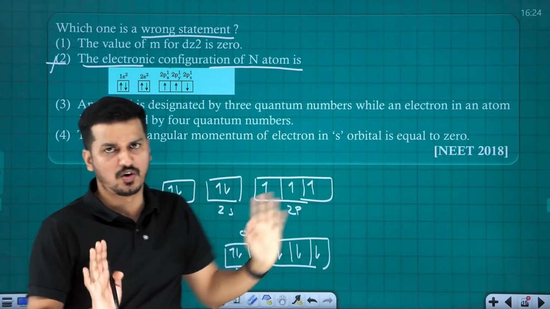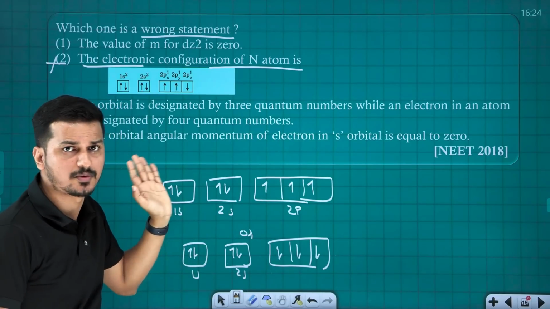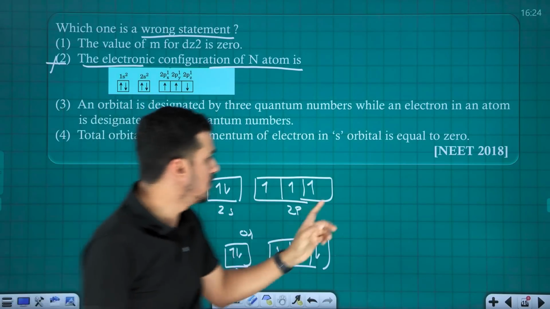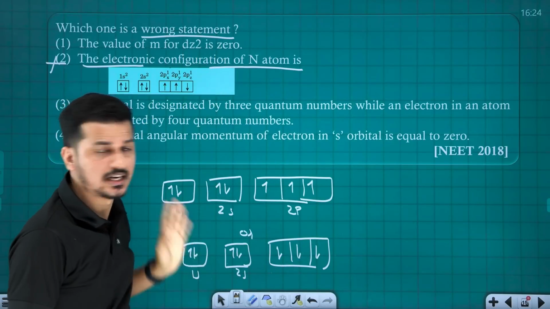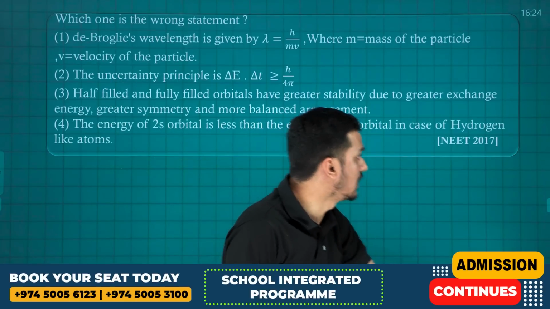That total value will be 0. That's correct. That statement is correct. Okay, total angular momentum is 0. So what's the correct option here, which is the wrong statement? Wrong statement is 2. That is the correct answer. We can move to the next question.